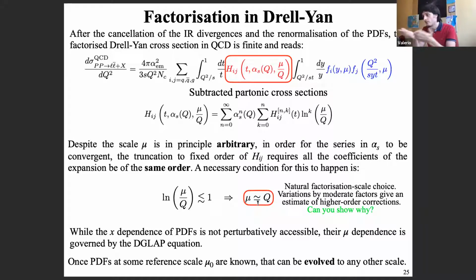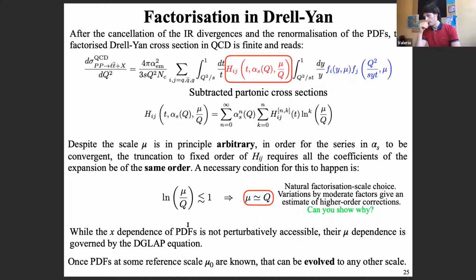And then one can prove, and it is left for you to prove it, that variations of mu around Q by moderate factors, so factors of 2-4 at most, give an estimate of higher order corrections.